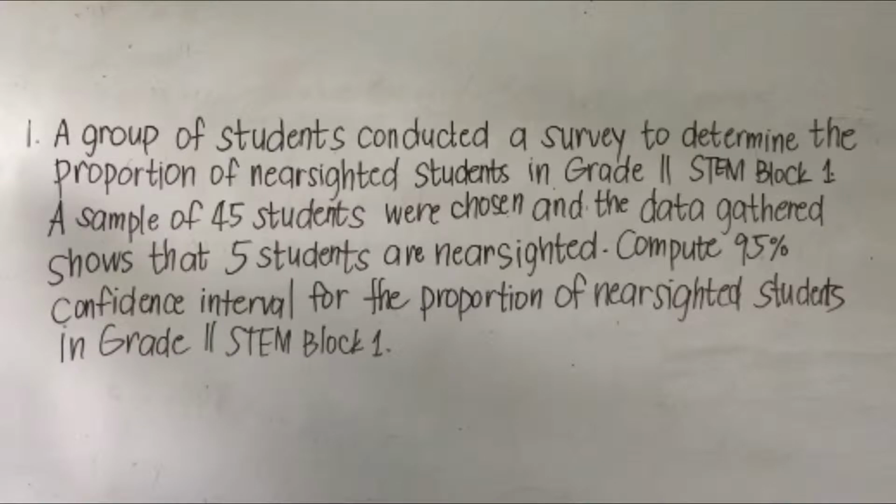Problem number 1. A group of students conducted a survey to determine the proportion of nearsighted students in grade 11 STEM Block 1. A sample of 45 students were chosen and the data gathered shows that 5 students are nearsighted. Compute the 95% confidence interval for the proportion of nearsighted students in grade 11 STEM Block 1.